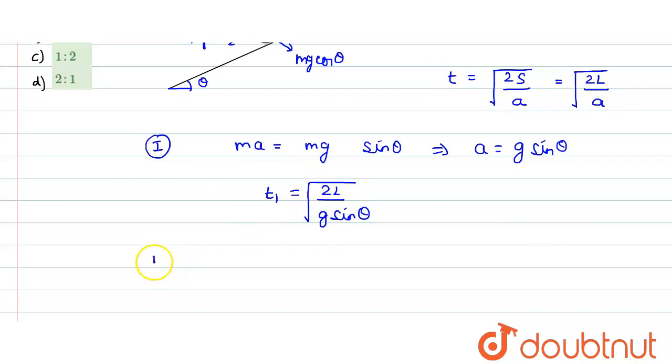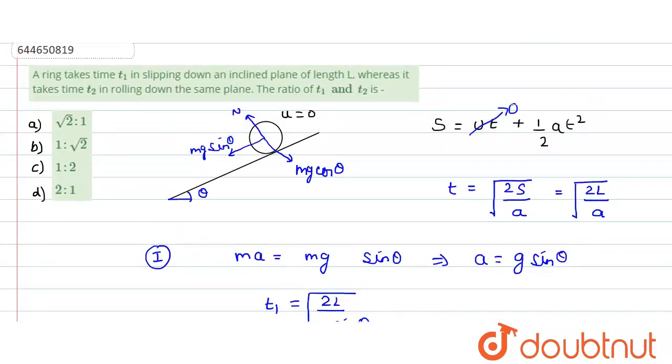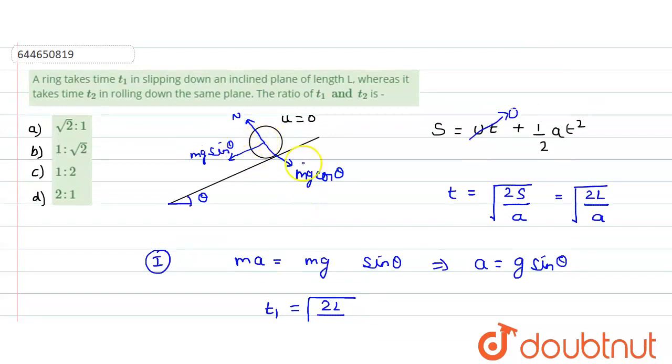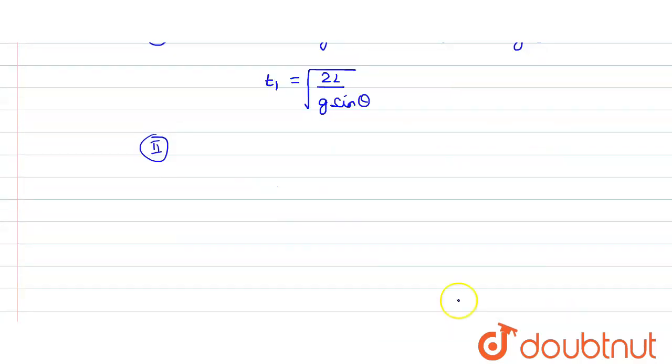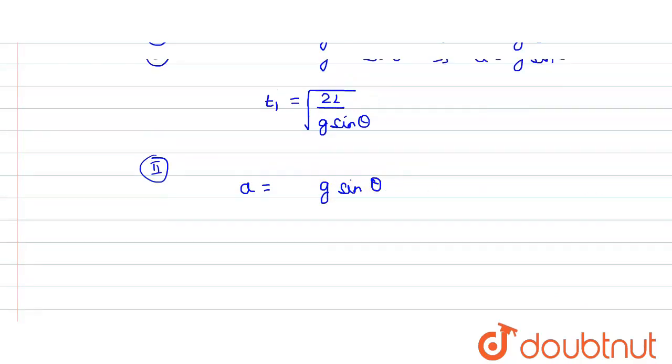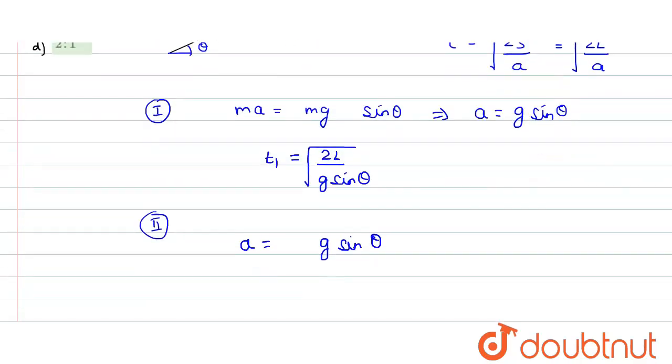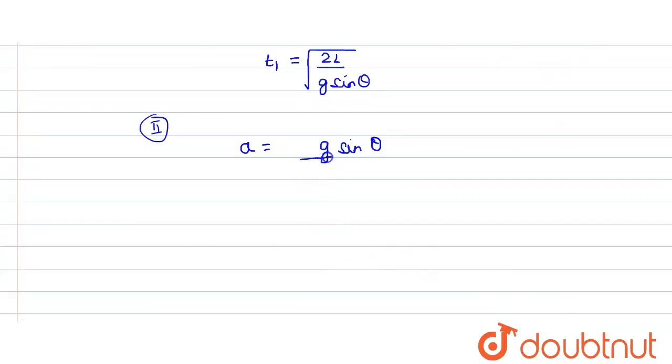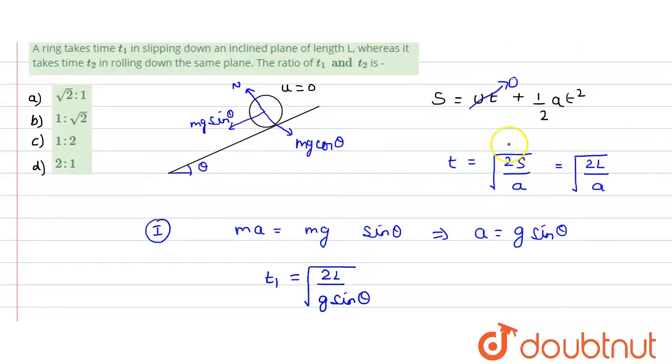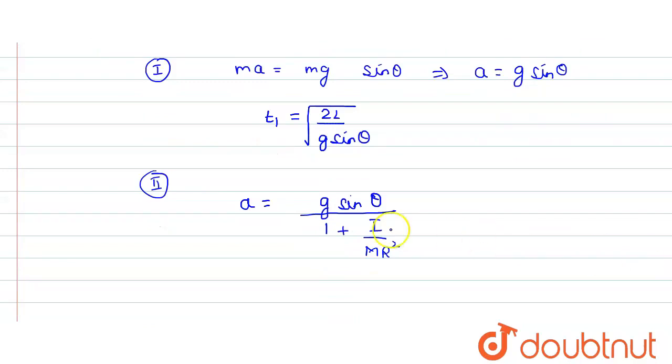Now in the second case, when it is rolling, whenever there is a rolling motion down an incline, we should directly use the formula for acceleration. The acceleration for slipping motion is g sine theta. Now it is divided by a factor, 1 plus I divided by mr square, where I is the moment of inertia. This directly gives us the value of the acceleration. Otherwise we need to take the force equilibrium and then apply the torque.